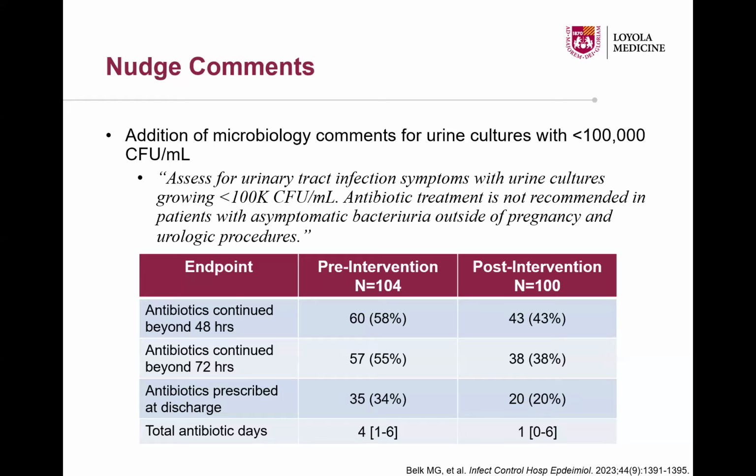Microbiology nudge comments. This is one that we've implemented some variations of, where you have a urine culture that's less than 100,000 CFU per ml of a specific organism. This study was Madeline Belk, another ID pharmacist, that had published this, I believe in Alabama. But assessing for urinary tract infection symptoms, urine culture is growing less than 100K CFU per ml, antibiotic treatment is not recommended in patients with ASB outside of pregnancy and urologic procedures.